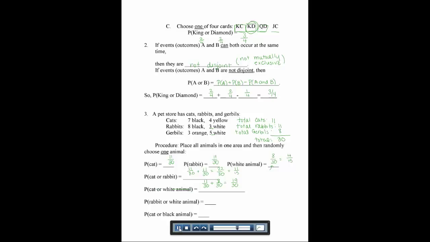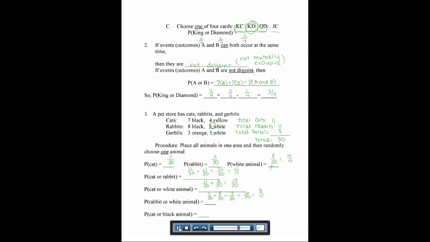Okay. Next, we want to know what's the probability of getting a rabbit or a white animal. Now in this case, we do have white rabbits in our pet store, so this is not disjoint. So we need to take the probability of getting a rabbit, which was 11 out of 30, plus the probability of getting a white animal, 8 out of 30, minus the probability of choosing a white rabbit. Since we have 3 white rabbits, that's going to be 3 out of 30. So that gives us a total of 16 over 30, or 8 over 15.